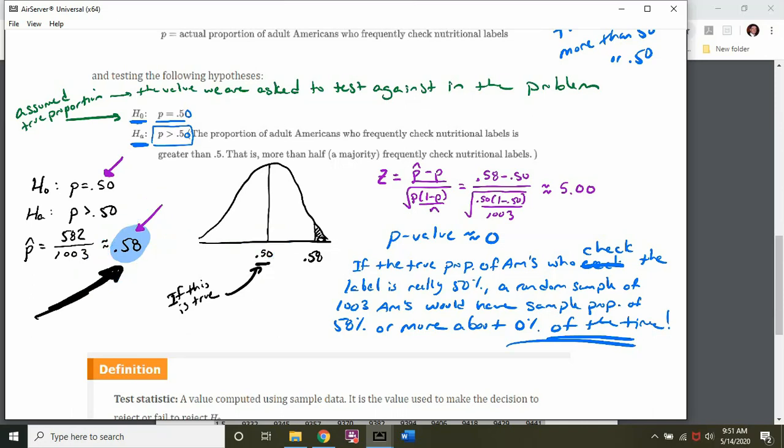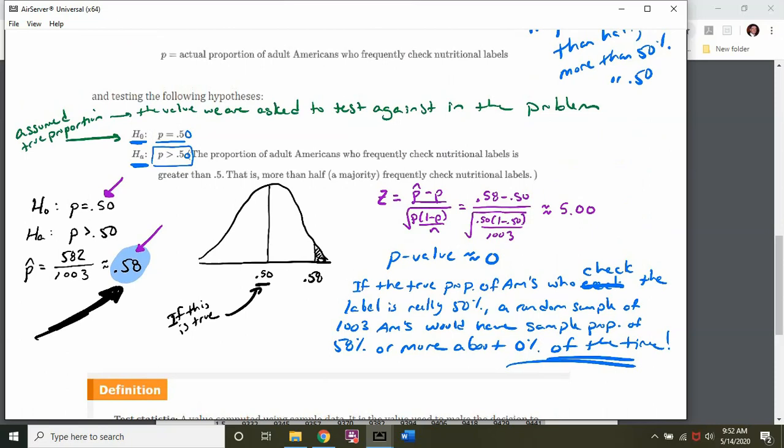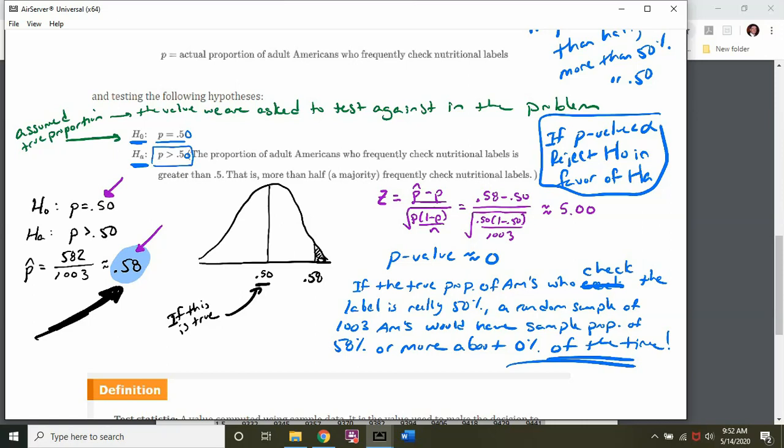All right? So the rule is this. If the p-value is less than alpha, our significance level, we reject the null hypothesis in favor of the alternative hypothesis. So in any given problem, we're going to be given an alpha level, or a significance level, as it's called, the probability of the type 1 error, when we reject and we shouldn't have. This is going to be given in any problem.